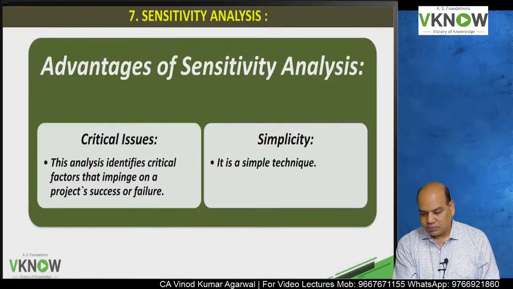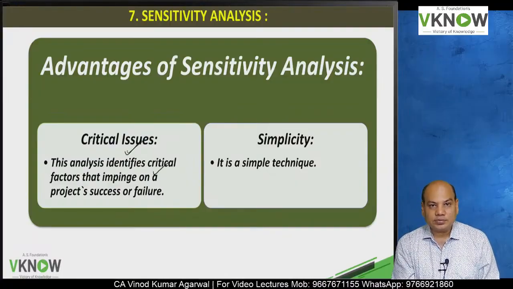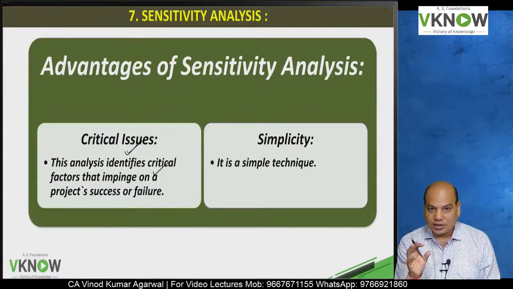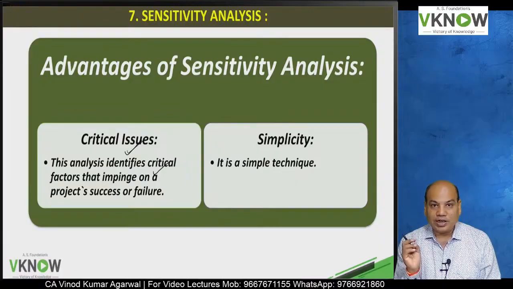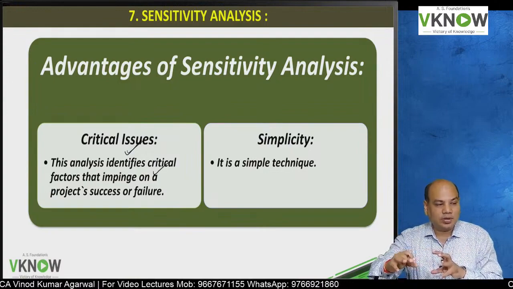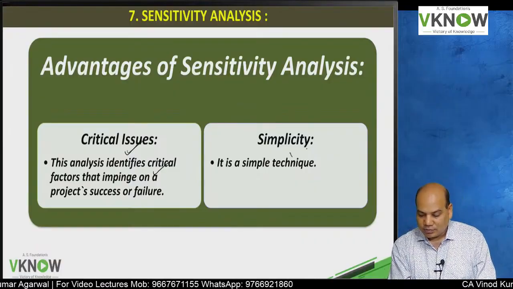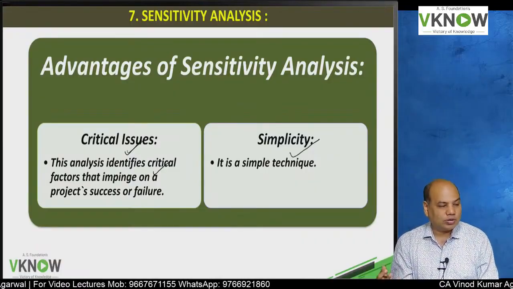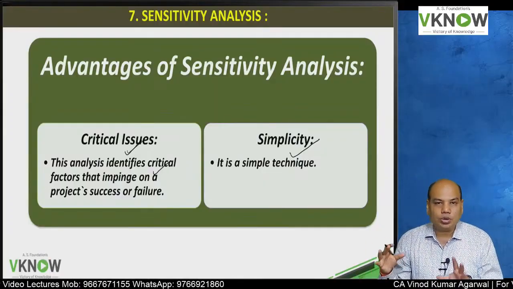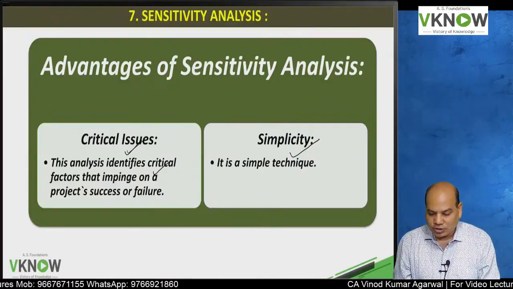First, management can identify those critical factors which can affect the success or failure of the project, like sales quantity or selling price. They are critical variables, so a small change in them can make your project a negative NPV project. Second, it is a simple technique. You can also apply it. As we will solve the problem, you will find it is very easy, because we are only changing one variable at a time, keeping other variables constant.